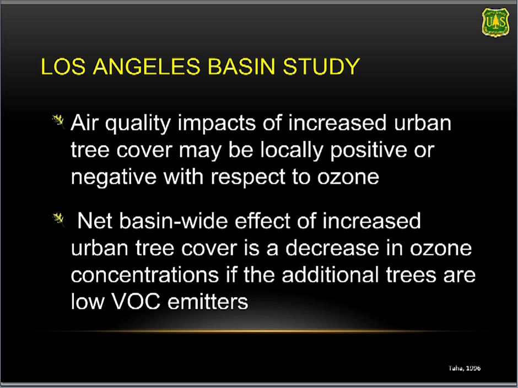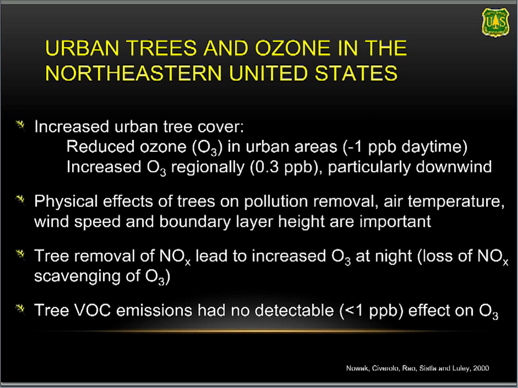Generally in Los Angeles, this is for ozone, it was found, this is from Haider Taha, that if you increase tree cover in Los Angeles, you tend to have reductions in ozone if the trees were low VOC emitters. So in Los Angeles, you wanted to avoid those 9 species that I showed earlier that were high VOC emitters. If you just increase generally with the mix, you tended to get increases and decreases across the basin. So in the case of Los Angeles, species selection was very important.